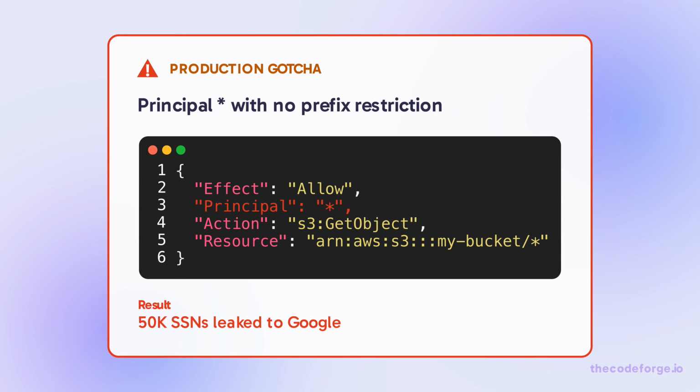This is the exact policy that caused the leak. Principal star grants anonymous access to every object in the bucket. Never use it for sensitive data. If you must serve public content, restrict to a specific prefix and use CloudFront with origin access control.